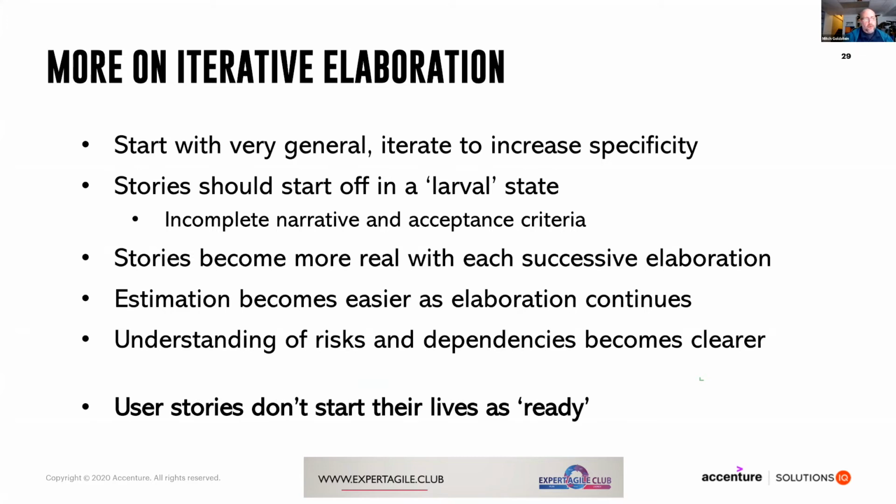So just a little bit more on iterative elaboration. Once again, we start off with very general ideas, and then we iterate to increase the specificity. We don't lock ourselves up someplace and say, okay, we're just going to work on this story and we're not leaving until we're done. The best way to do that is to start off with small stories. I call that the larval state. They may be incomplete, have an incomplete narrative and incomplete acceptance criteria. And then we elaborate iteratively. Every time we iterate over a story, it becomes more real, more tangible, more doable, more estimable.